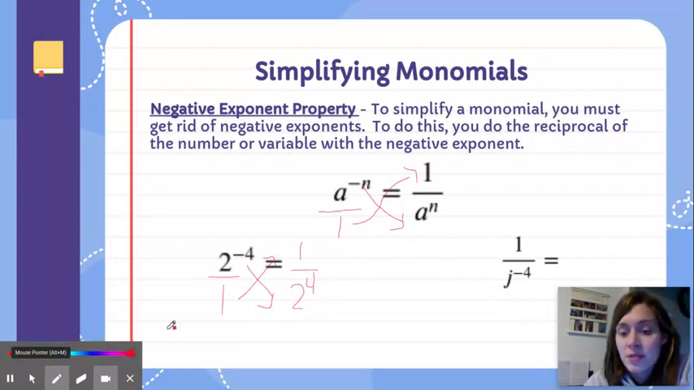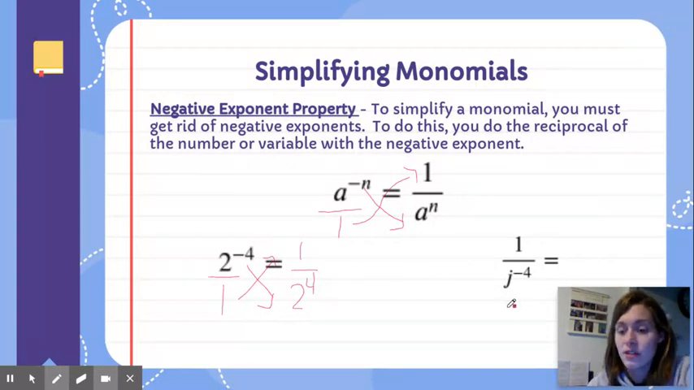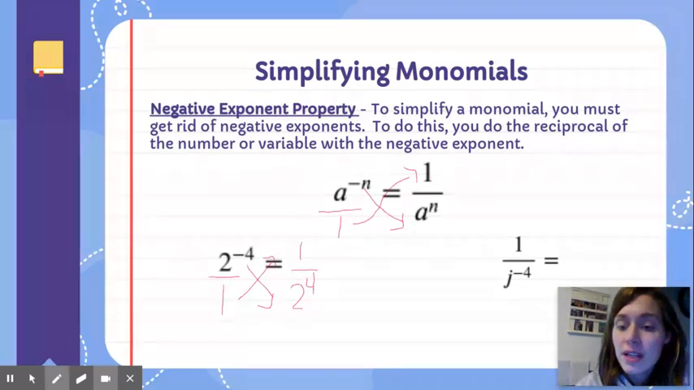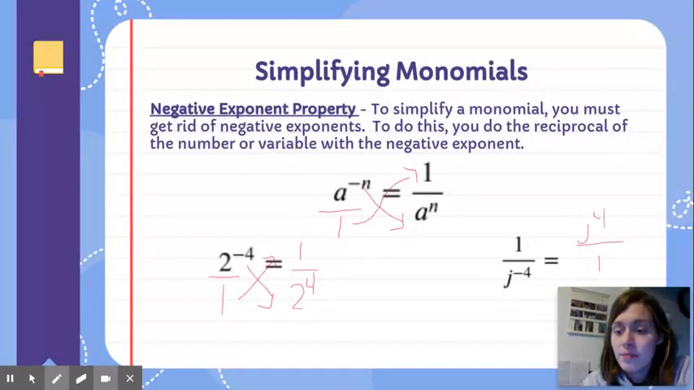Now this time you'll see our negative is actually in the denominator. To get rid of the negative, we have to flip it, move it to the numerator. So we flip it, and the j to the fourth goes on top, and the 1 goes on bottom. The negative goes away because we flipped it. And then anything over 1 is just itself. So we can think of that as just j to the fourth. Okay, 1 over j to the negative fourth simplifies to just j to the 4.